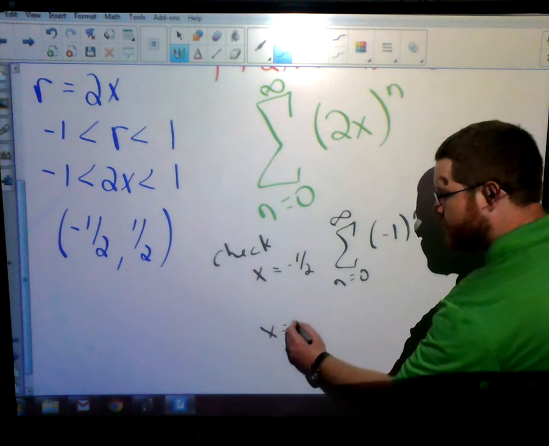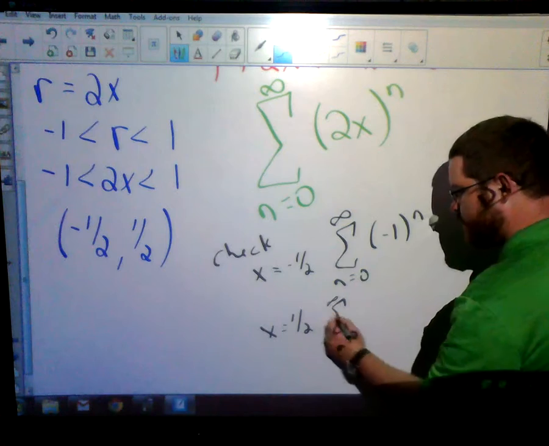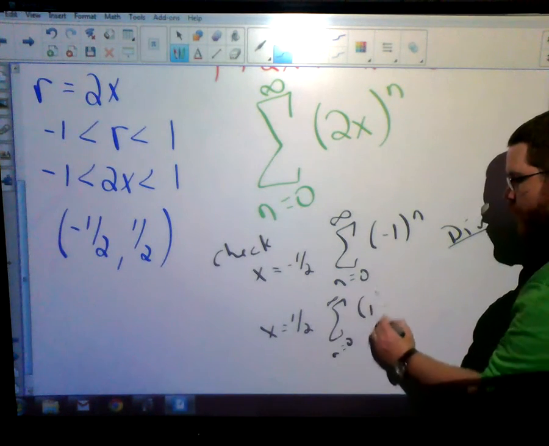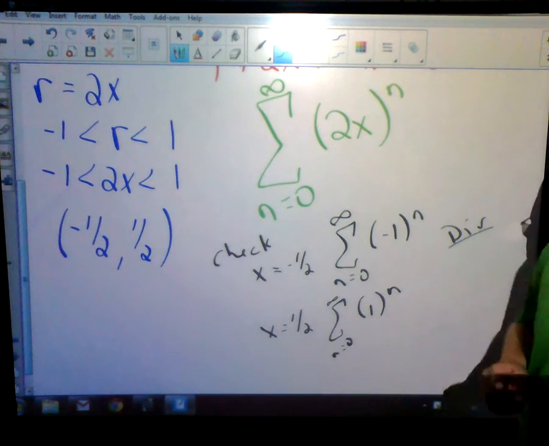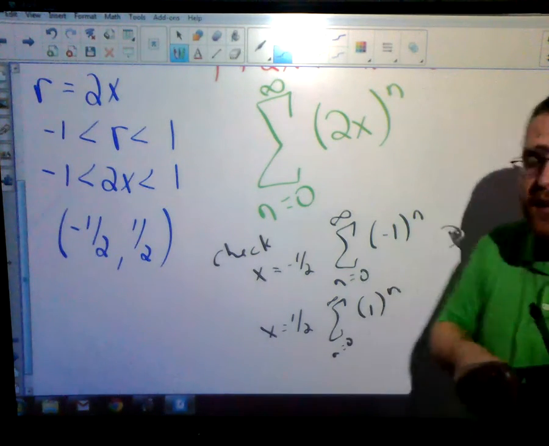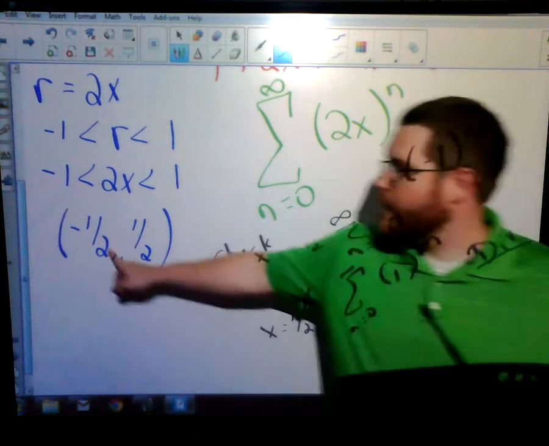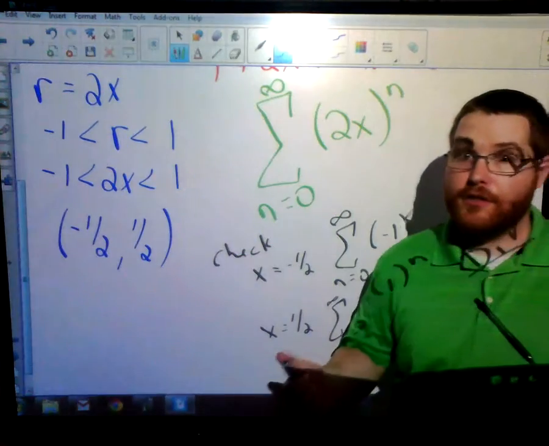What if x is equal to 1/2? 2 times 1/2 is 1. Does that converge or diverge? Well, that's 1 plus 1 plus 1 plus 1 plus 1 plus 1, and that'll go forever to infinity, so that diverges. So I can't use -1/2 and I can't use +1/2. I have to use everything in between.